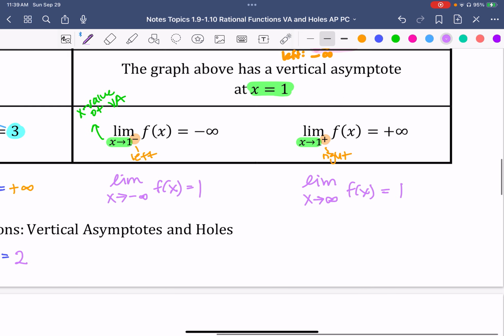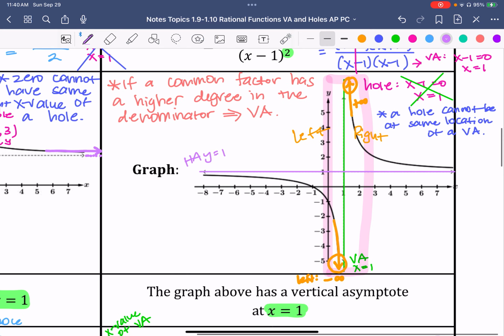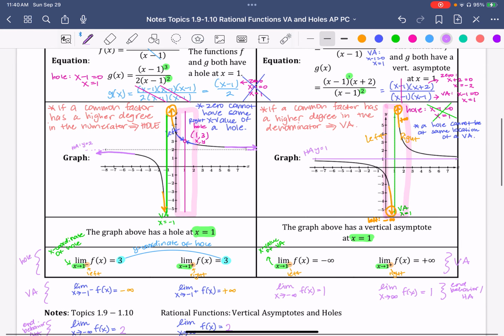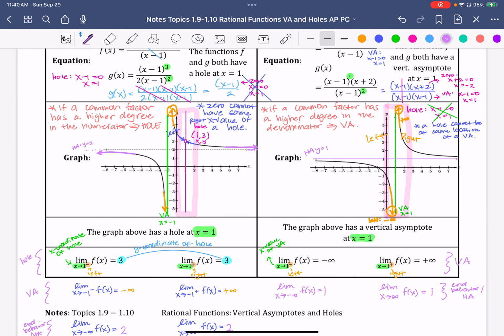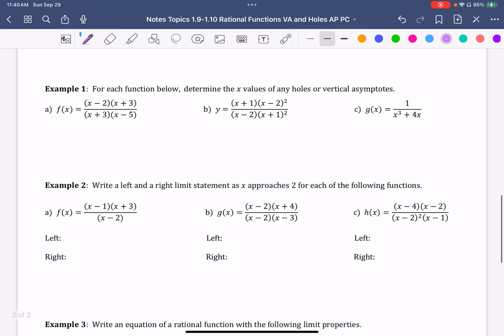Okay, so again, this one was for the vertical asymptote, and this was for end behavior. End behavior is what happens all the way to the left and to the right, and to figure it out, we used the horizontal asymptote. Now, this graph didn't have a hole, so I can't show you the limit for the hole, but we'll do some more examples later on. Okay, let's go to the next page. Example 1 says for each of the functions, determine the x values of any holes or vertical asymptotes.